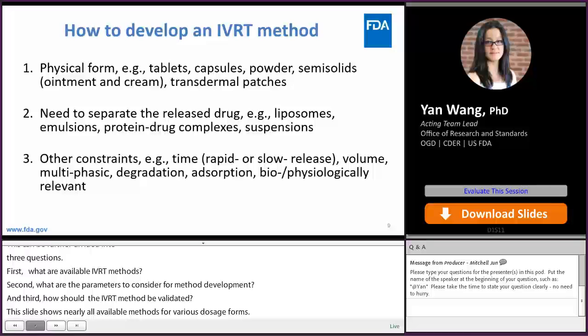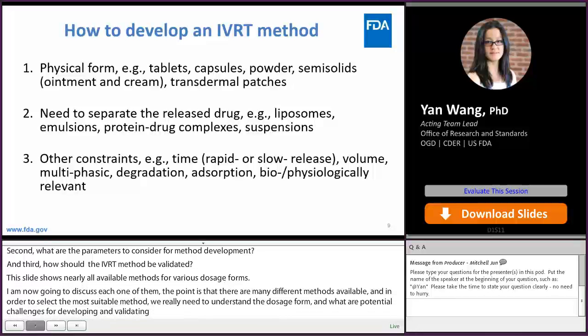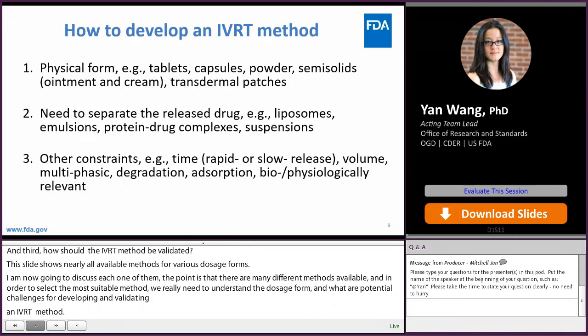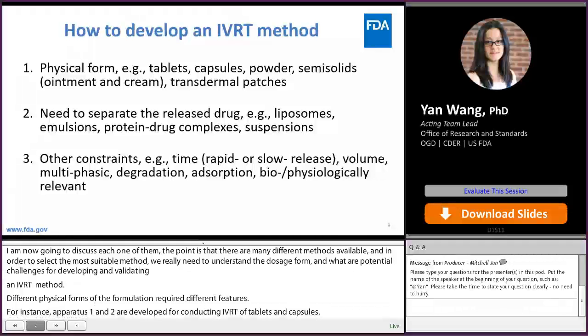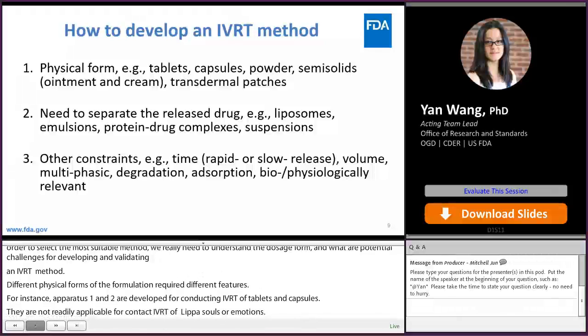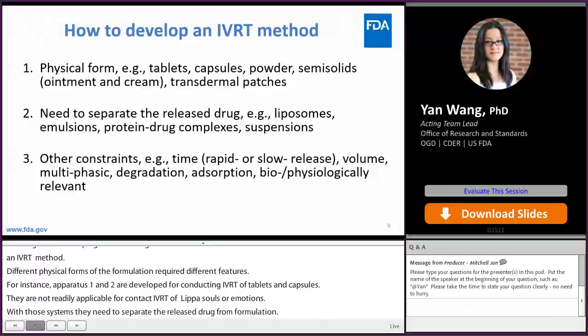Different physical forms of the formulation require different features. For instance, USP apparatus 1 and 2 are developed for conducting IVRT of tablets and capsules. They are not readily applicable for conducting IVRT of liposomes or emulsions, as those systems need to separate the released drug from the formulation. Besides the physical form, there are also other constraints associated with IVRT, such as the desired release rate and drug solubility and stability. All those things need to be taken into consideration when developing an IVRT method.